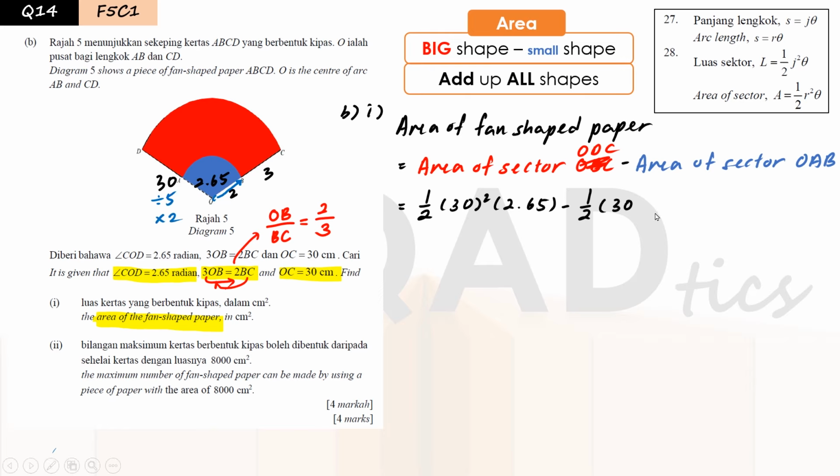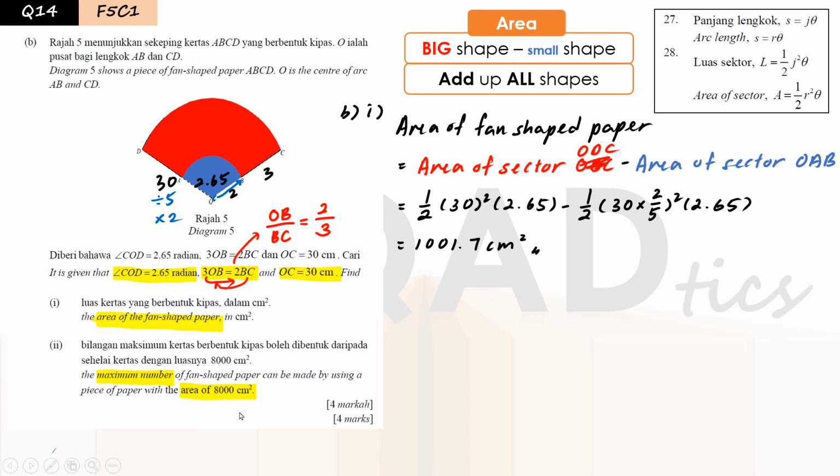So here would be 30 multiplied by 2 and divided by 5 to get the radius of the small sector. Don't forget to put the square here, and we use the same angle, which is 2.65. Once we put this into a calculator, we get the value 1001.7 cm square. For the next part, we need to find the maximum number of fan-shaped papers if we have a piece of paper with an area of 8000 cm square.